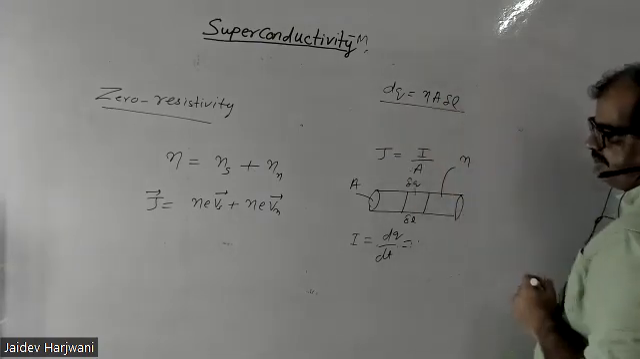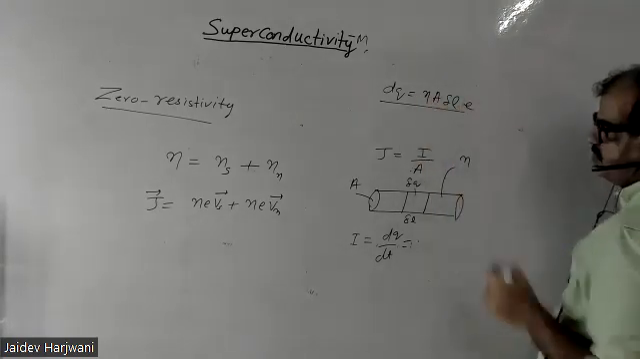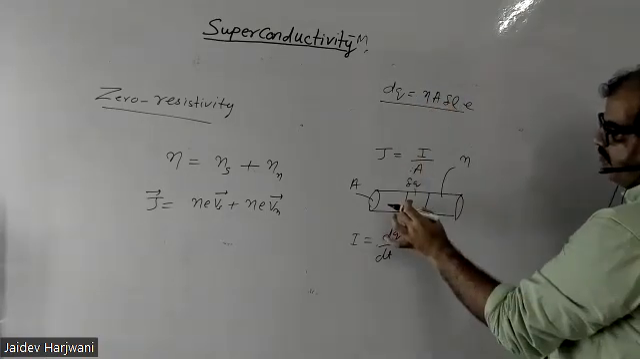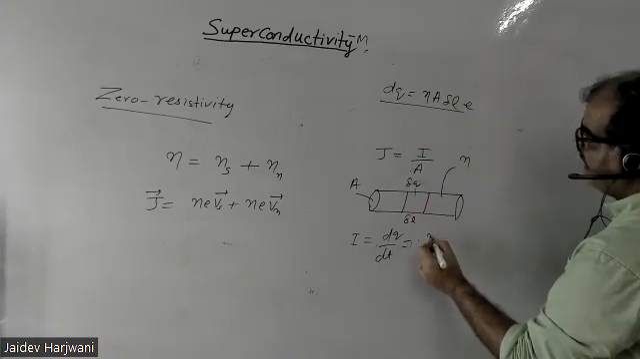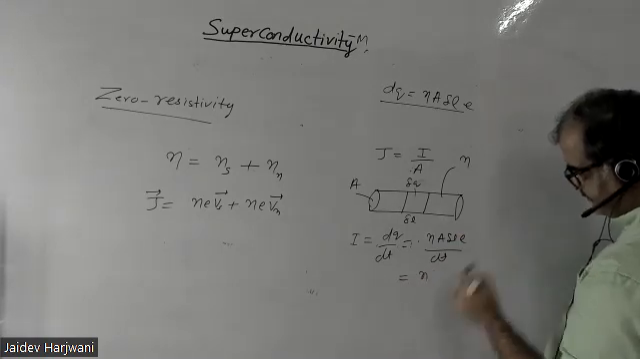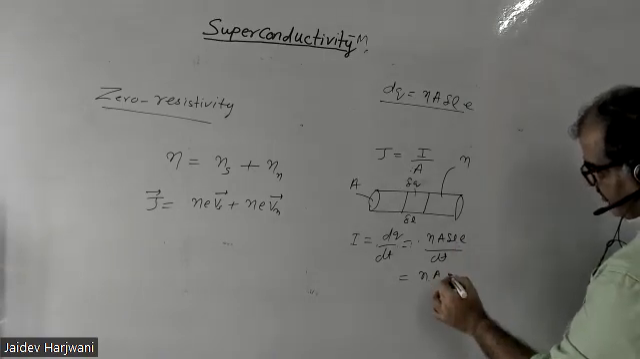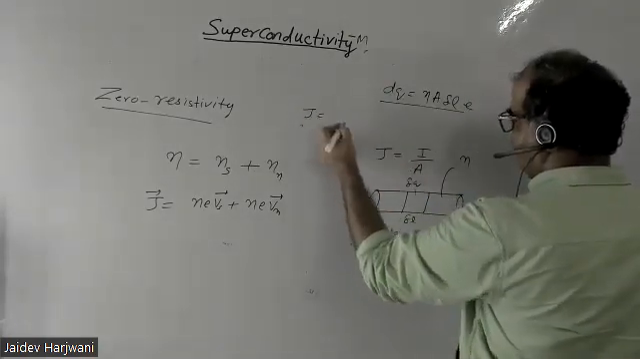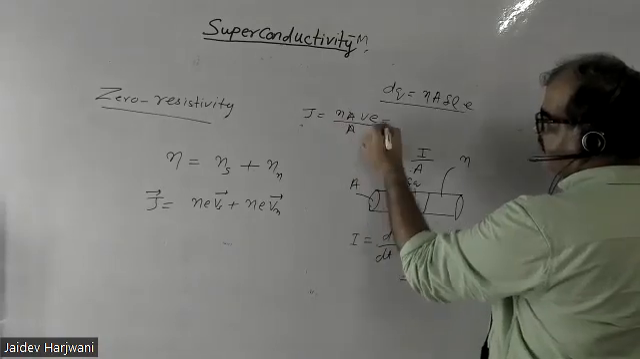Concentration is the number density, and of course you have to multiply by the electron charge. This is the electron concentration, this is the area times length, so the volume, and multiplied by the electron charge gives the total charge present. Now if you differentiate this, you get dq by dt equals n A e, times dl by dt, which is the velocity of the electron. You want J, which is I by A. I is n A v e, divided by A, so you get J equals n e v.